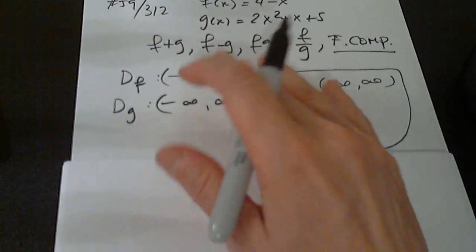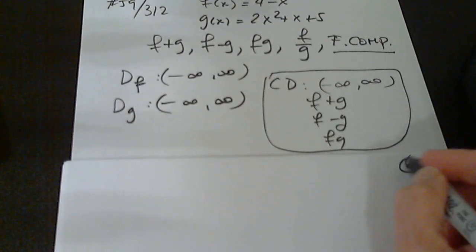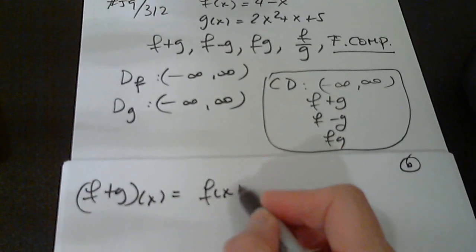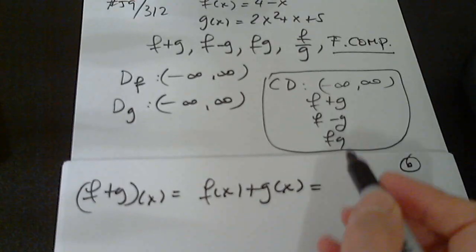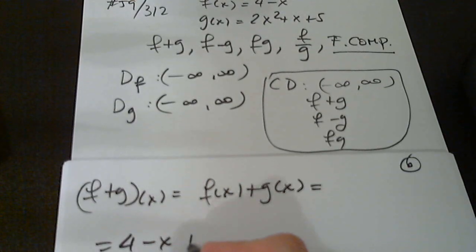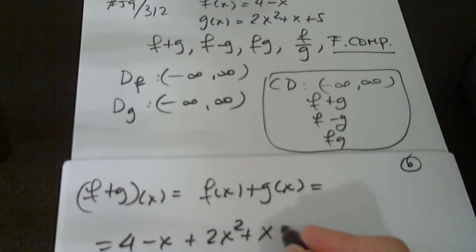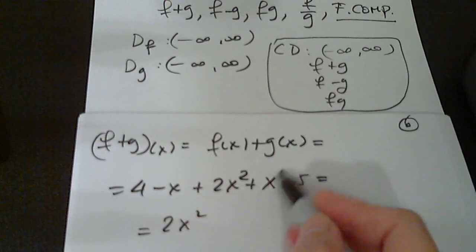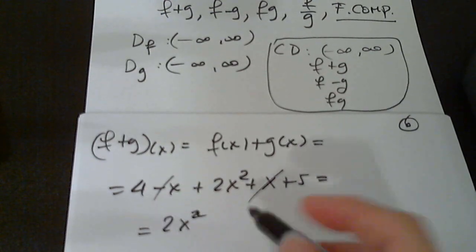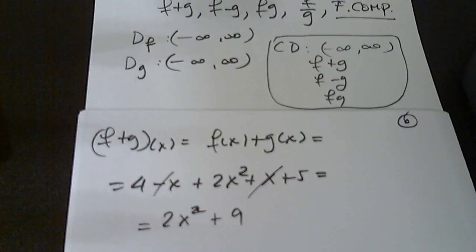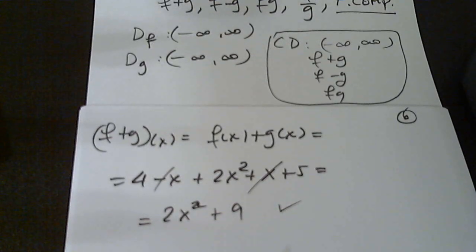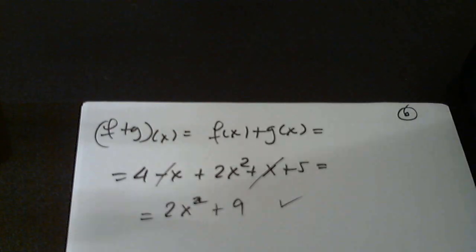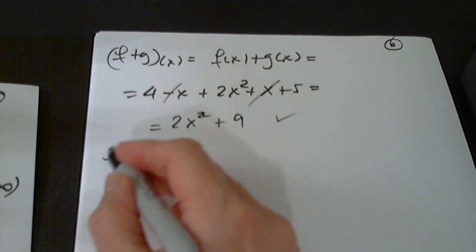So the sum, f plus g of x equals f of x plus g of x. I write 4 minus x plus 2x squared plus x plus 5, and now I just combine. 2x squared, the x with the negative x go away, and then plus 9. What is this? The sum is a new function that was determined by creating the sum of the given functions.